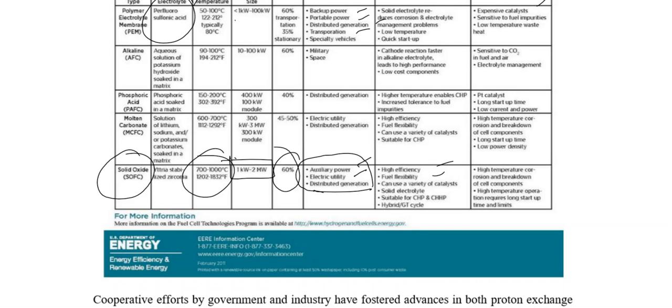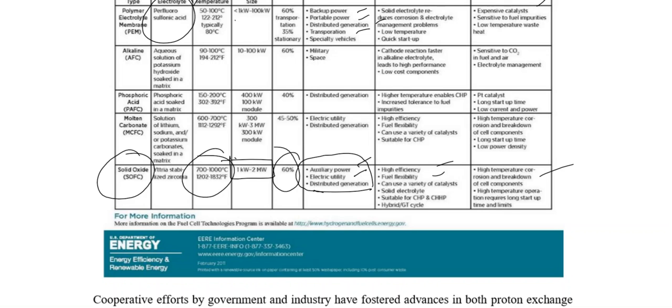As it has a high temperature, we have high temperature corrosion breakdown, and high temperature operation requires a long startup time, and obviously it has limitations. So it has its own problems. But SOFC is more likely to be used in the distributed generation of power, and PEMFC more, summing up the news items.